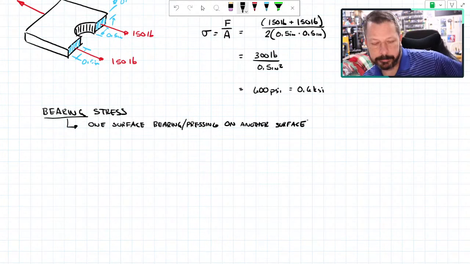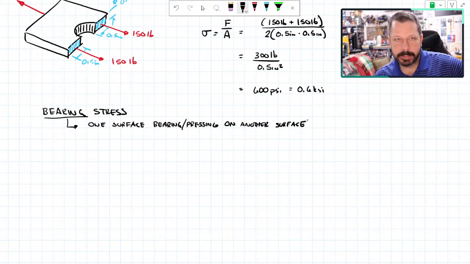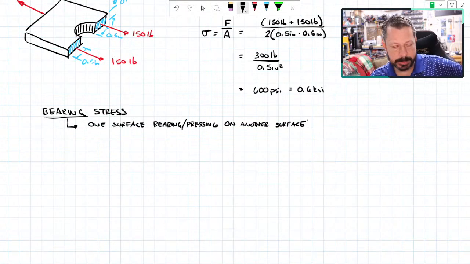So that's the simplest definition for bearing stress. It does end up often looking like a compressive normal stress, but we call it bearing stress. And there's another kind that we'll talk about after this that is bearing stress that doesn't really look like what we just did. So let's do the one that looks like what we just did.